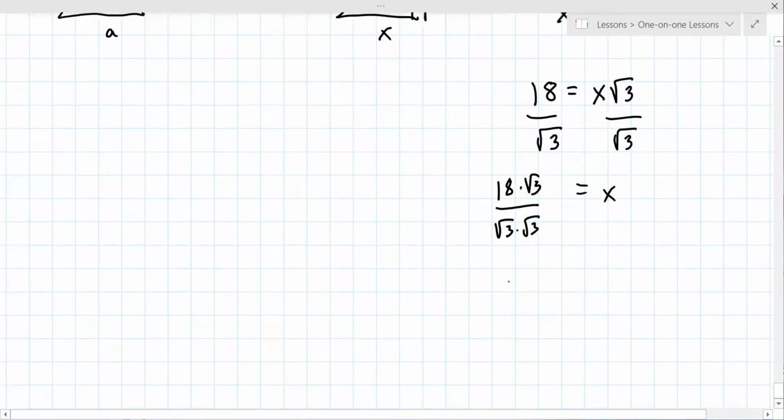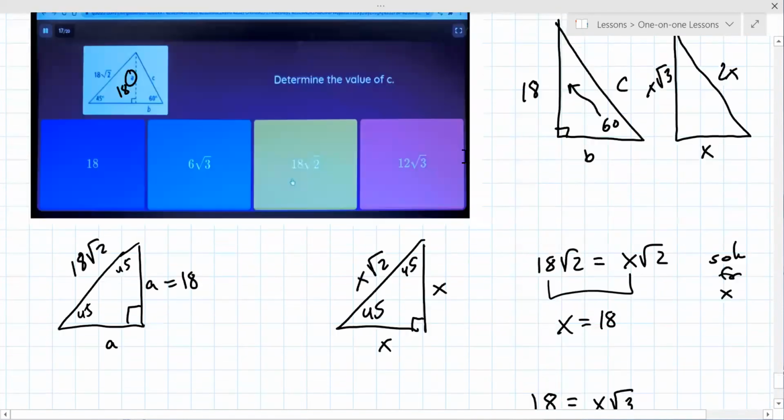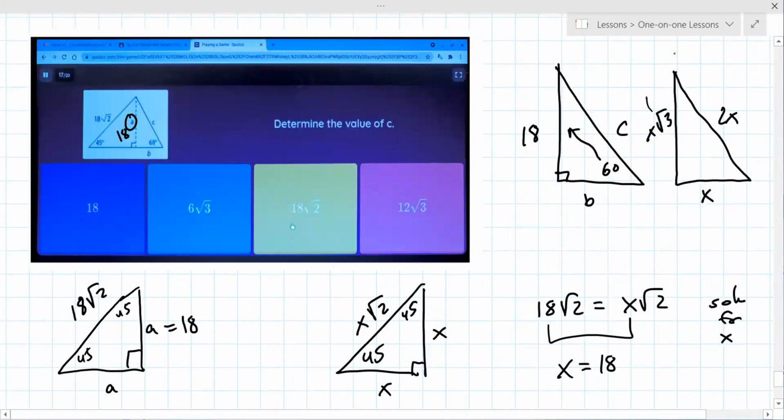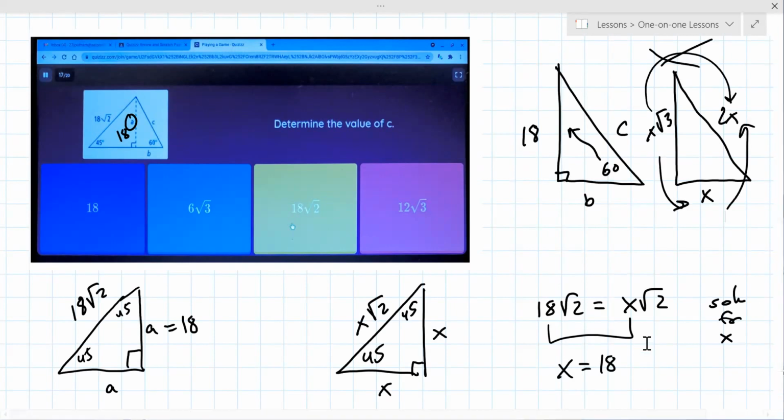So you end up getting 18 square root of 3 times the square root of 9, which is 3. So that's 18 square root of 3 over 9, which is 2 square root of 3. But that's not the answer. That is the short leg, because you can't actually go directly to that. You have to go short leg to the hypotenuse. So to do that, we said 2 square root 3.